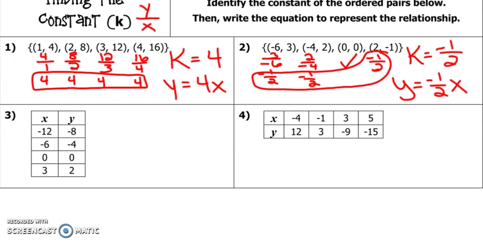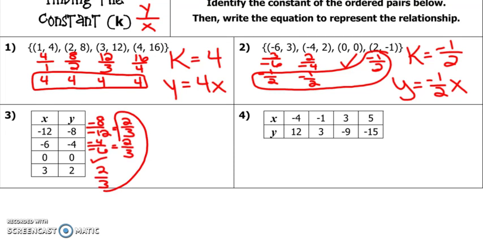If we look at number 3, again, y over x. It's just written as a table, but we can still do y over x. I have negative 8 over negative 12, which simplifies to 2/3. I have negative 4 over negative 6, which simplifies to 2/3. 0, 0 is the origin, and I have 2/3. Well, if I look, all my constants are the same, and it goes through the origin. So that means my k is 2/3. And my equation is y equals 2/3 x.